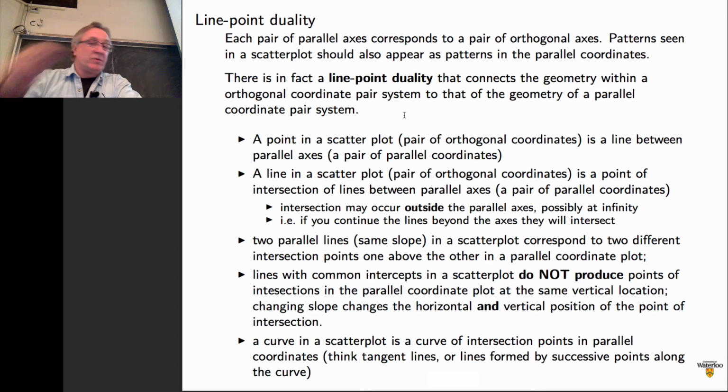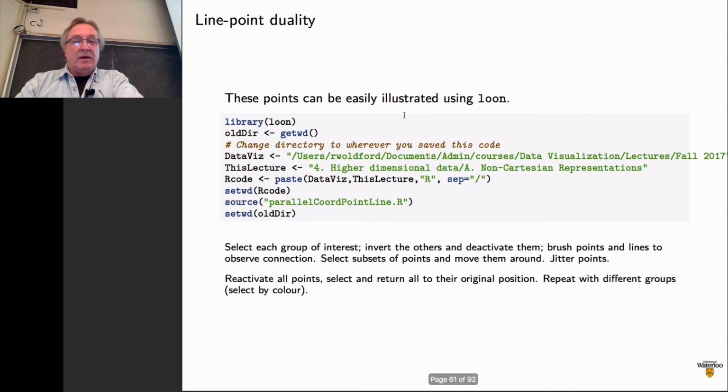So think about where the lines would appear. Those that are negatively sloped will have points of intersection between the axes, and those that are positively sloped will intersect outside of the axes. But you see this nice curve. I encourage you to go through this demo that we did last day in class yourself and play around, so you really get that line-point duality driven home. You should be able to capture that behavior with this code that's on the course website.